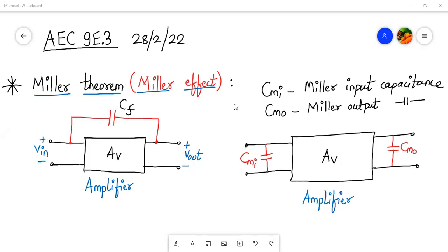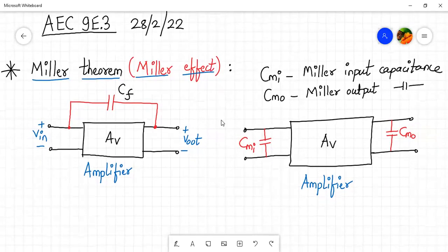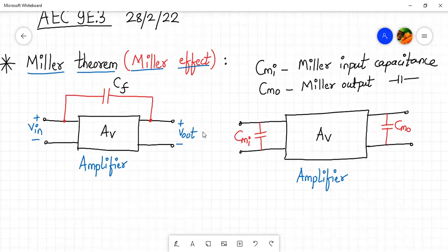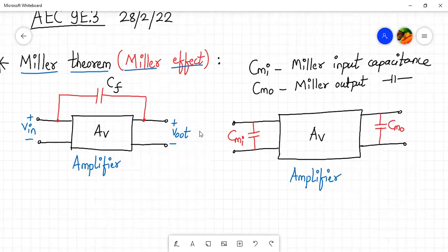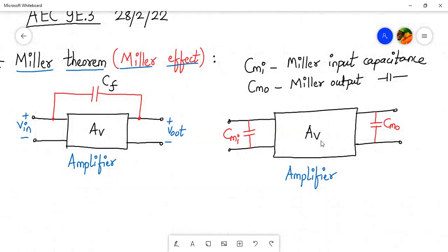So today we are going to discuss a very important concept, Miller's theorem or the Miller effect. So let's start. What is this Miller theorem? Let's say that we have an amplifier with a gain AV. Obviously we have an input and an output, and a feedback capacitor connecting input and output. While solving, this becomes quite difficult, so we'll apply the Miller theorem and decompose this capacitor into two parts.